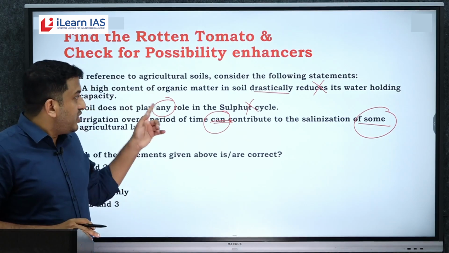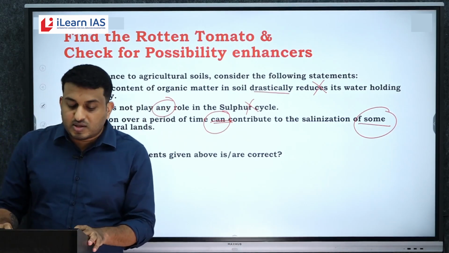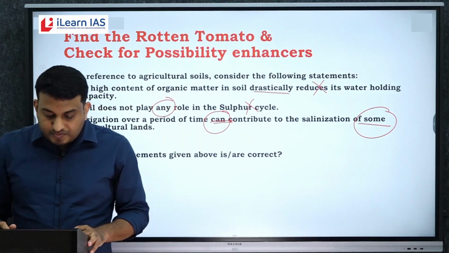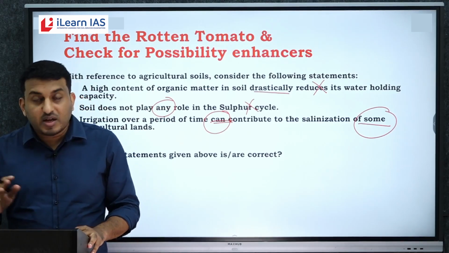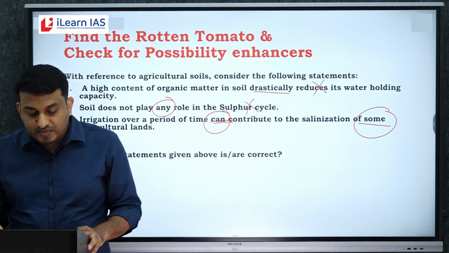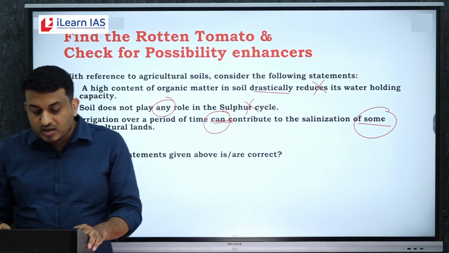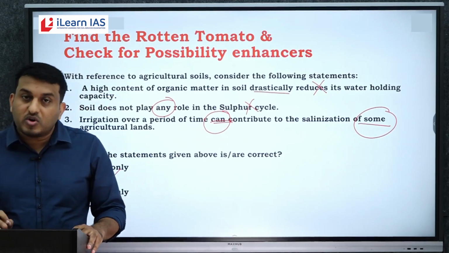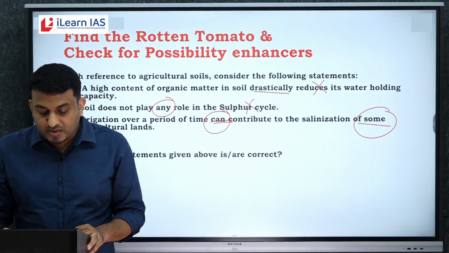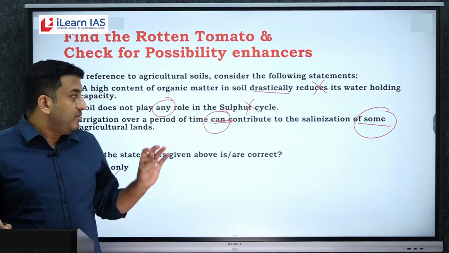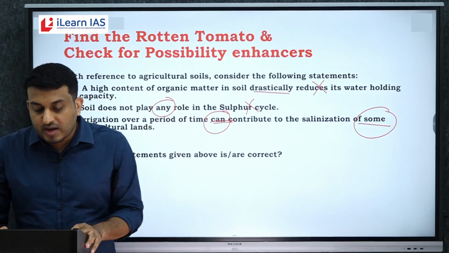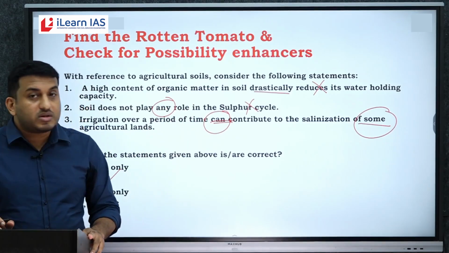So statement 1, you have an extreme word, drastically. Statement 2, no role or any role, is another extreme statement, extreme word. And common sense actually says that soil plays an important role in almost all cycles. Then how can sulfur be different? So we can eliminate 1 and 2 and we can arrive at the right answer. Answer is 3 only.